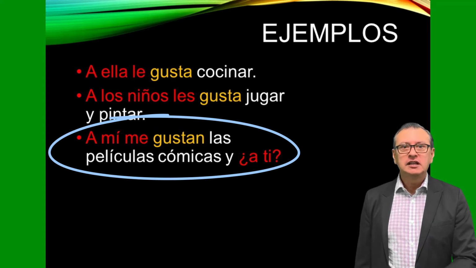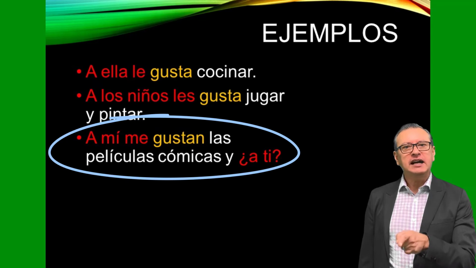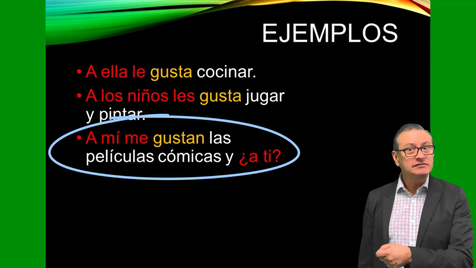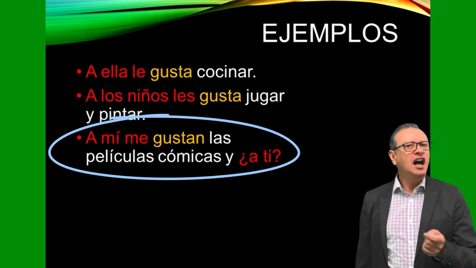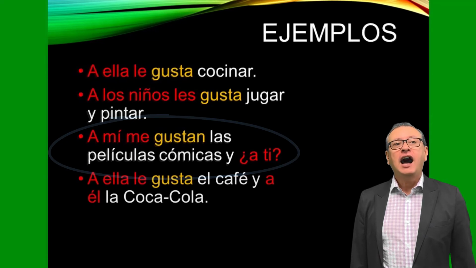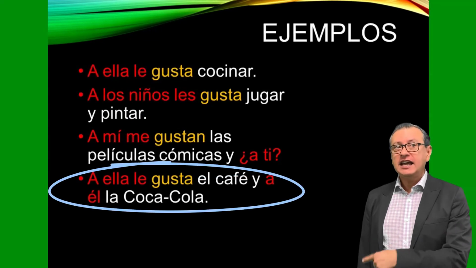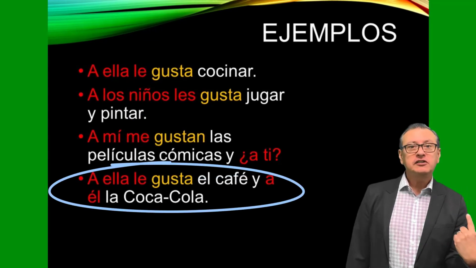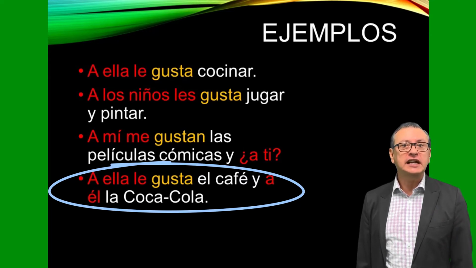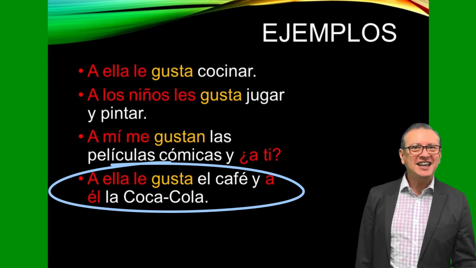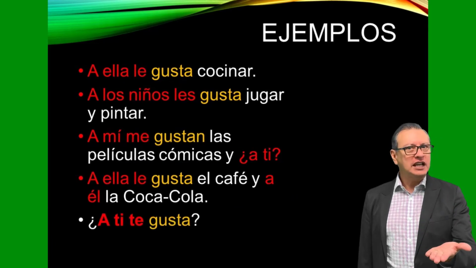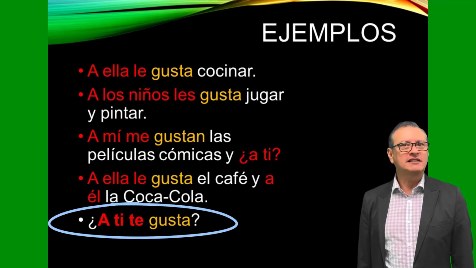How about you? So in Spanish, to ask someone back the question, how about you? You just simply say, y a ti, which translates as, how about you? Or to you. Okay. A ella le gusta el café y a él la Coca-Cola. So if you have two different subjects, make sure that you introduce them with the correct subject pronoun. A él, a ella. Okay? If I ask you, do you like? I'll say, a ti te gusta, right?